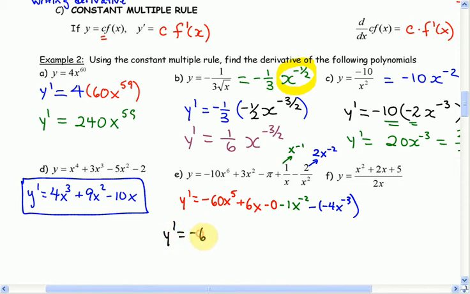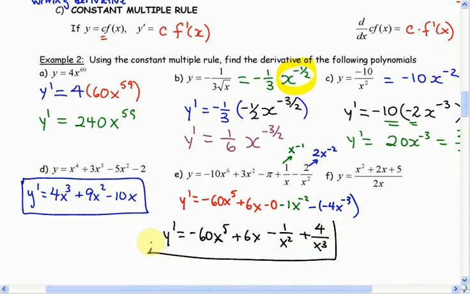I'll say that's 60x to the power of 5, plus 6x, minus 1 over x squared, if I want to have positive exponents, and plus 4 over x cubed. That's your derivative for e. Okay?